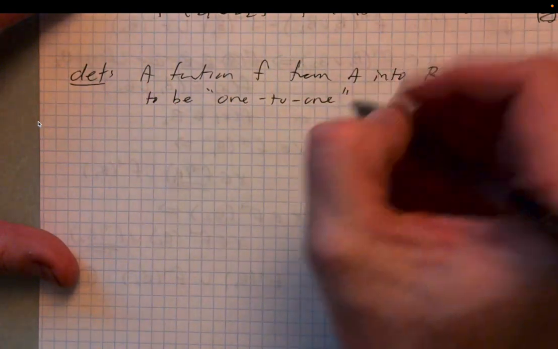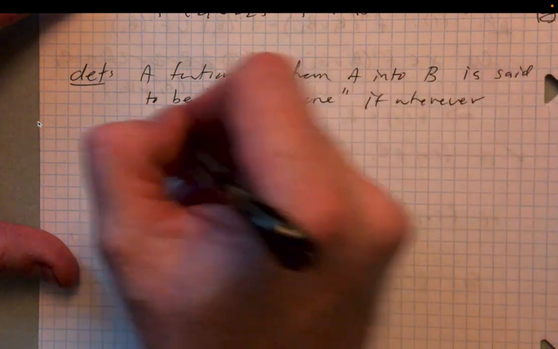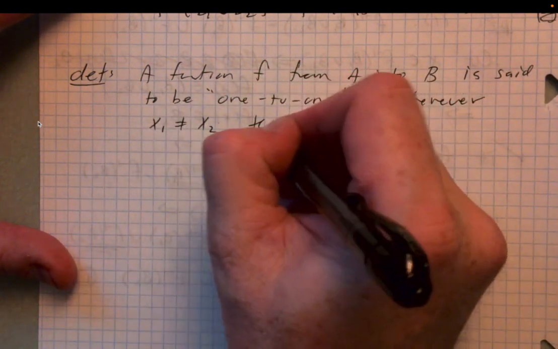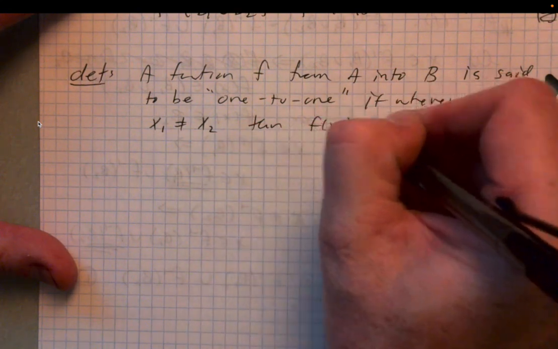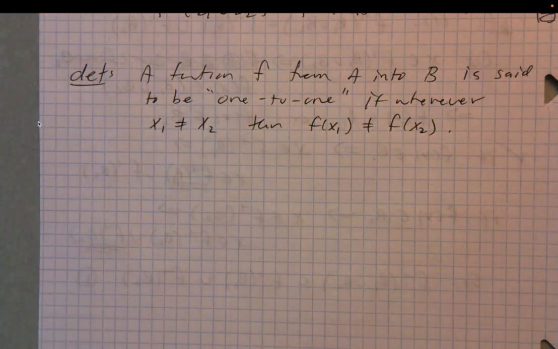A function is said to be one-to-one if whenever x1 is not equal to x2, then f of x1 is not equal to f of x2. Another way to say this would be to say that whenever (x1, y) and (x2, y) are in f, then x1 must equal x2.